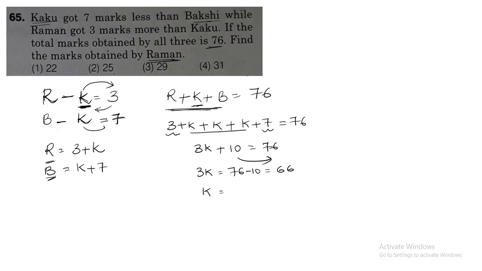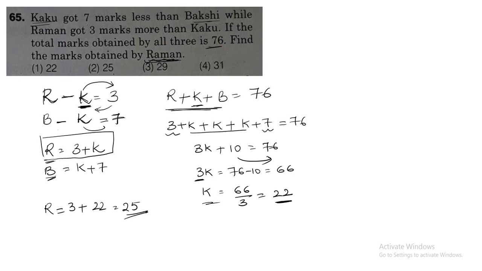So from this, k is equal to 66, this into 3 will be transposed as divided by 3. This gives me k is equal to 22. But what is the thing that I need to find out here? I need to find out the value of Raman. So substituting the value of k in Raman's value, this gives me 3 plus 22. So 3 plus 22 is 25. So the marks obtained by Raman is 25.